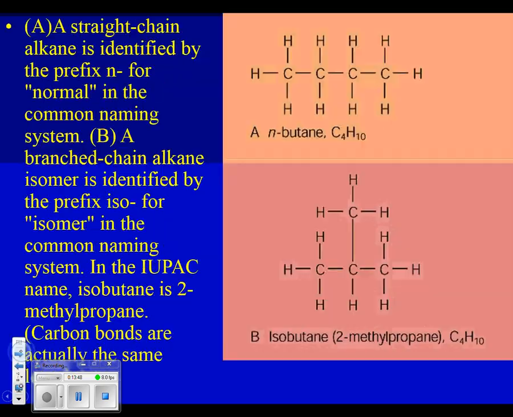So we're not going to worry about naming, but this would be an N. Anytime you say an N, that just means normal. That means a straight chain. This one right here, this is isobutane. You've probably heard of isopropyl alcohol. That just means the OH is coming off the middle, the same.